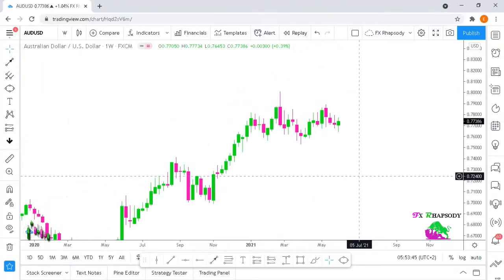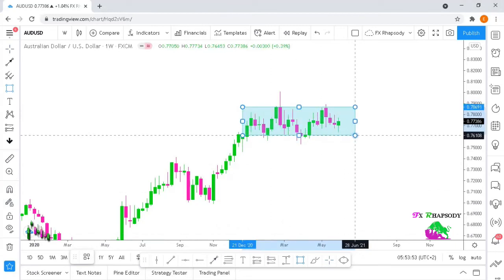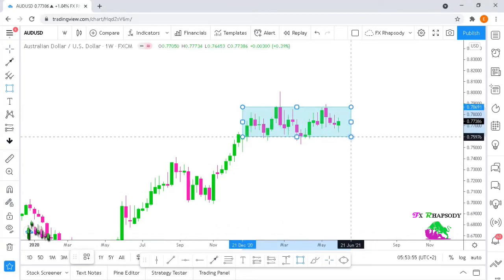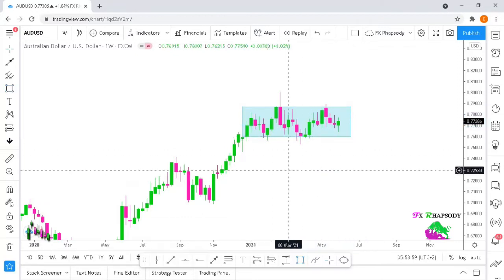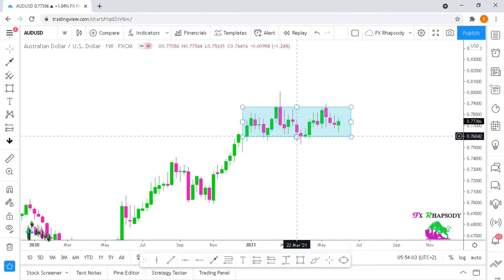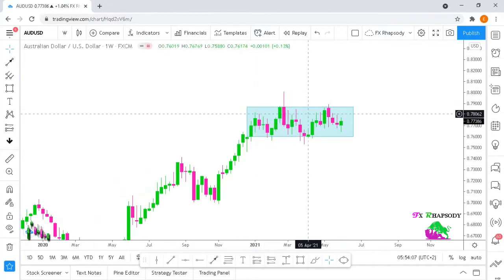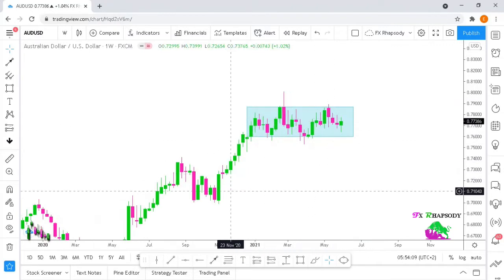So basically, if we look at a weekly time frame, we can see this box formed. I call it a box, but you can draw your support and resistance at the top. If you draw this box, you can see it clearly. There's a resistance at the top, the support at the bottom, and it's been in this consolidation zone for a couple of weeks now, in actual fact a couple of months.